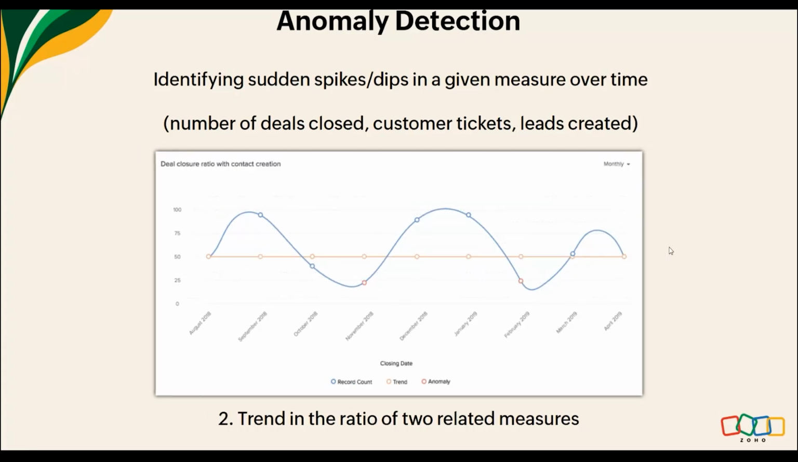Now, in the second case, you may want to look at a particular measure in relation to some other measure, right? So you may only want to flag an anomaly if there is a dip in relation to some other quantity. So let's say you add many contacts in a particular month, but you don't add enough deals. That means there's going to be some kind of anomaly getting flagged over there. So whenever there's a dip in the relative value of two measures, you will get an anomaly flag over here.